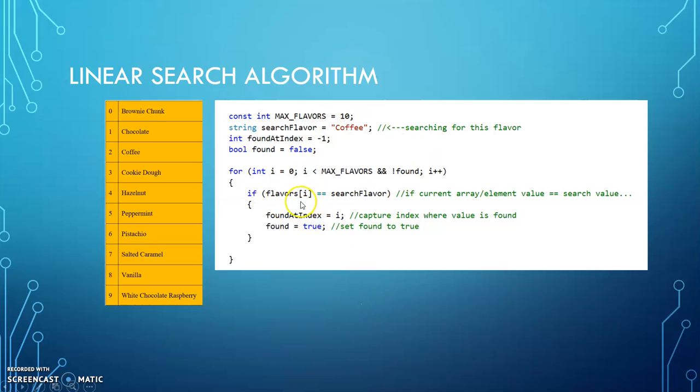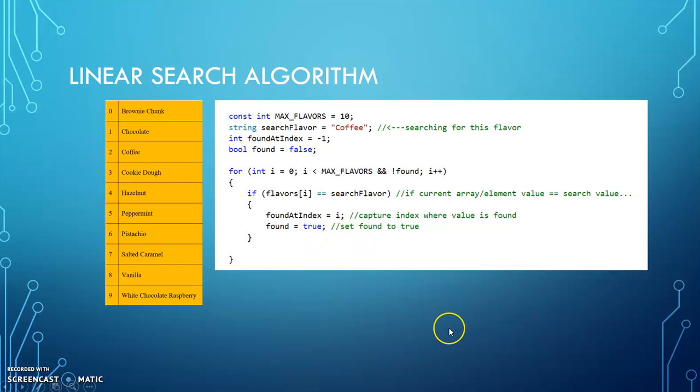Looking at the code here, in this example I'm searching for coffee, and I'm using a simple for loop to loop through the array item by item and make the comparison. Is this what I'm looking for? Yes or no? If I do find it, I have a flag variable here that I set, the Boolean found, to true, and that ends the loop.